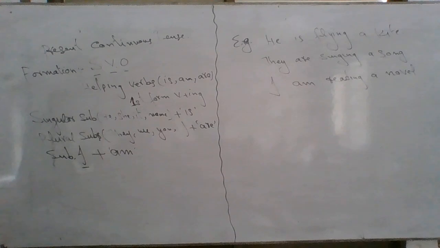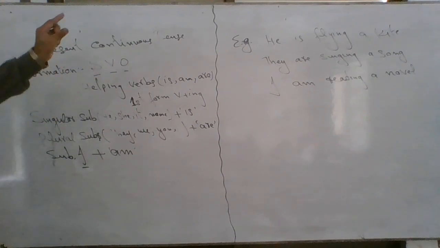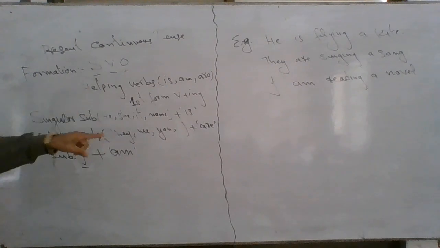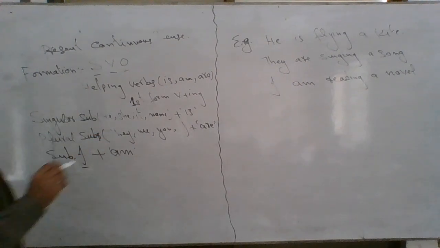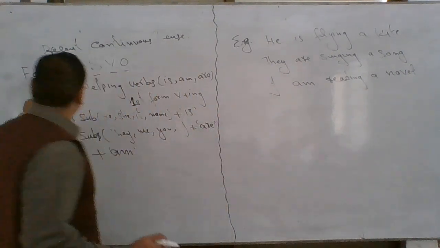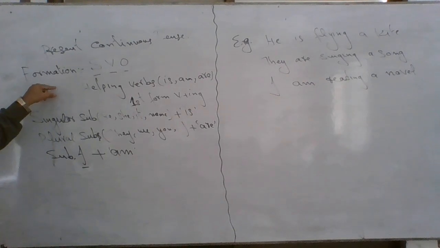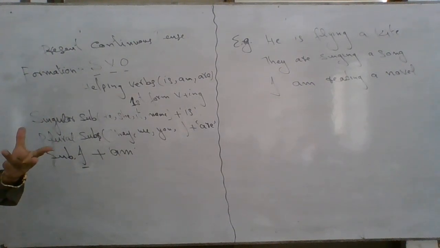Now you can write a lot of examples for yourself. Here I have taken only 3 examples, one from singular, one from plural, and one from I, that is am. So this is what about the affirmative sentences of this tense. The affirmative or the positive sentences.